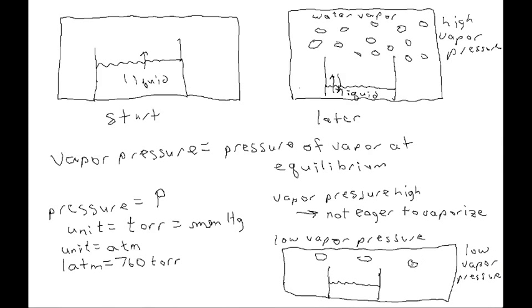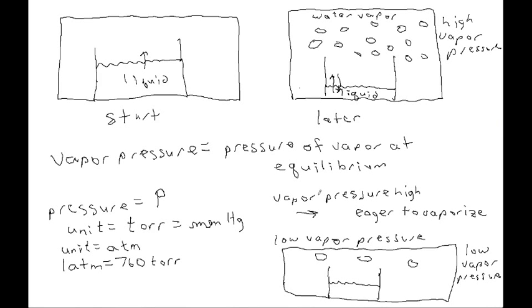Well, the way we should interpret this is, in this case, clearly the liquid was not eager to vaporize, because it ended up with only a small number of vapor molecules at equilibrium. Whereas in this case, the liquid was eager to vaporize because we ended up with a high number. So if the vapor pressure is high, that means that it is eager to vaporize. Now, once it reaches equilibrium, it won't be vaporizing anymore. But the point is that it's eager to vaporize, so there will be a lot of gas molecules at equilibrium.